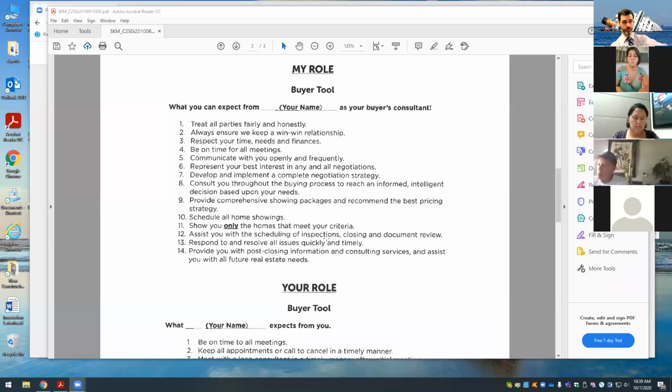Can you see my role, your role on there? So you're going to put this in front of them and review what the expectations are, my role versus your role. This is what we can expect from you, or this is what you can expect from me. All parties are going to be treated honestly and fairly. Always ensure we keep a win-win relationship. I'm going to respect your time, needs, and finances, which means when we set an appointment for 10 o'clock tomorrow, don't show up at 10:30. I'm going to respect your time.